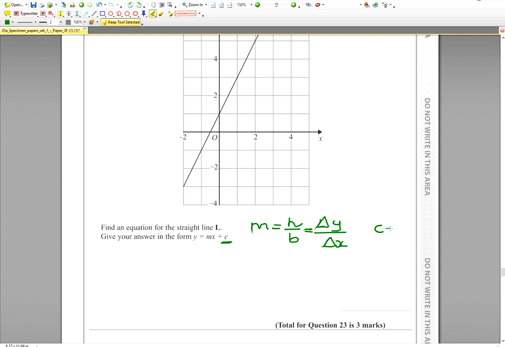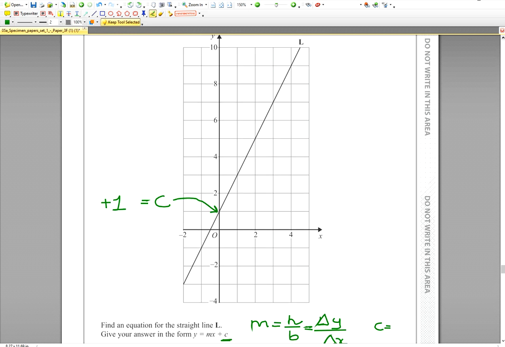So what is the c value? C value is the y-axis intercept. So c is plus 1. Now we're going to go back and work out the gradient. To work out the gradient, you need to draw a triangle. So we can start our triangle.